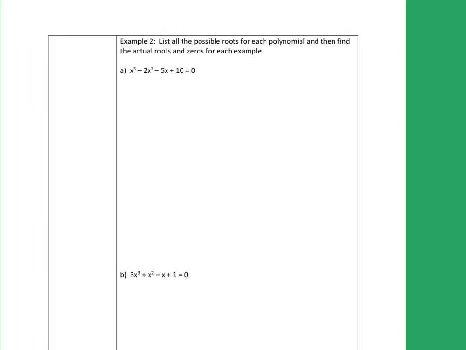All right, so next examples. We are going to try this one. So it says list all the possible roots for each polynomial and then find the actual roots and zeros for each example. So here we go. We're going to do this one together.